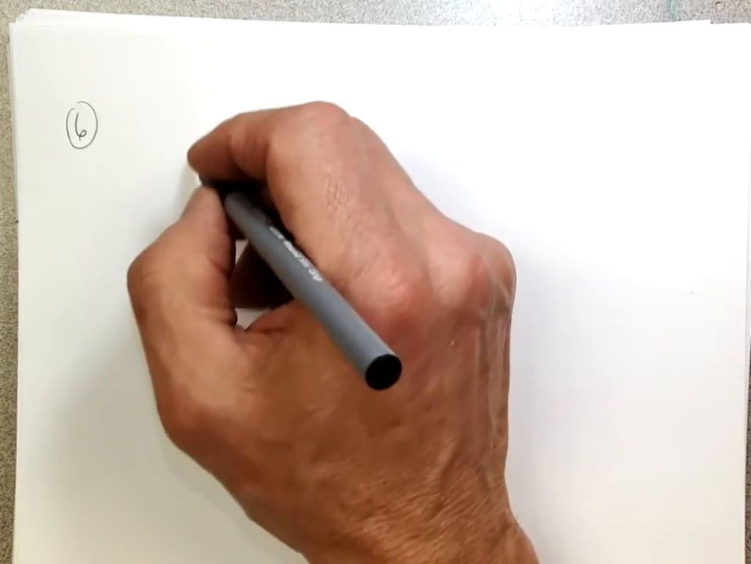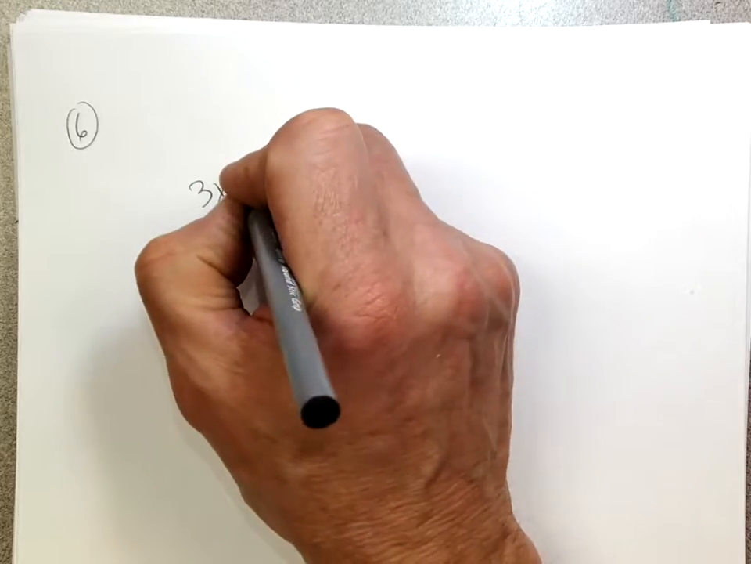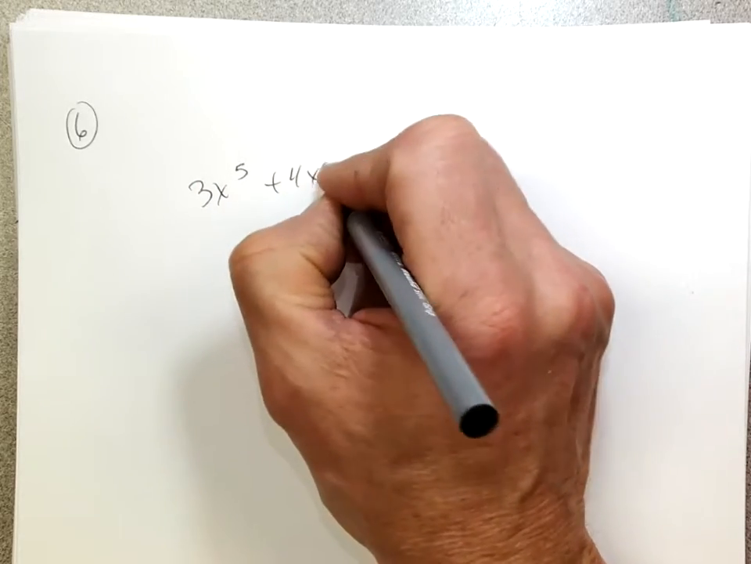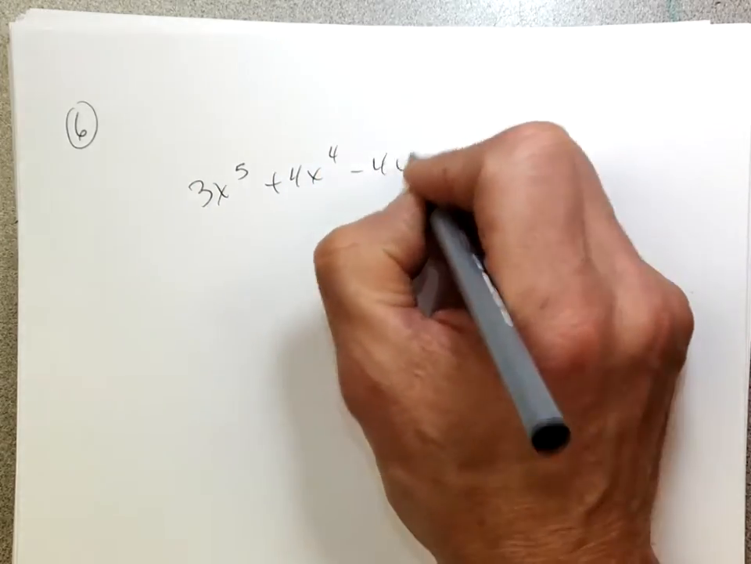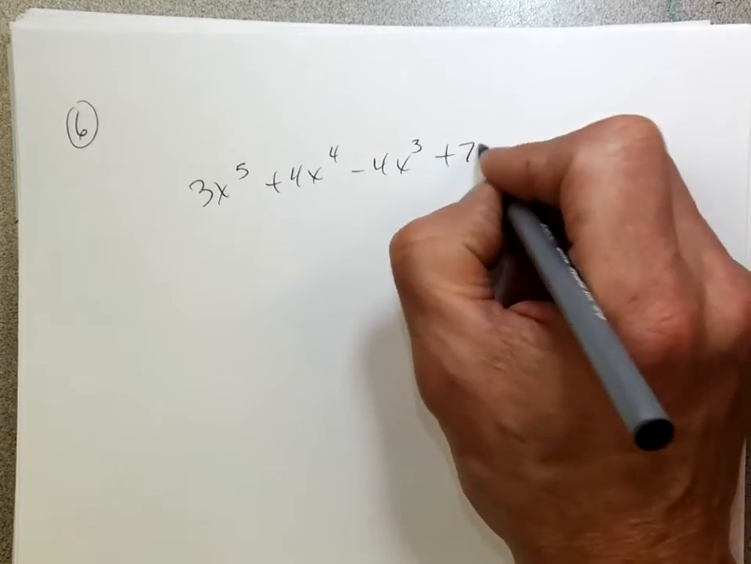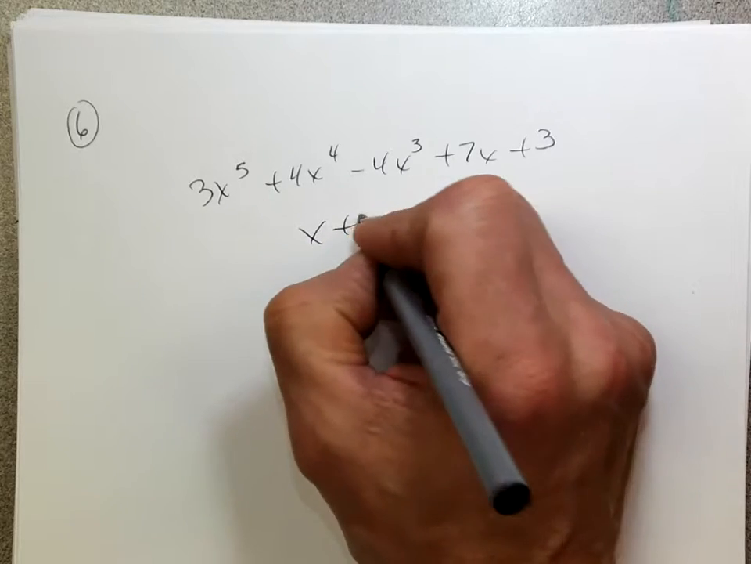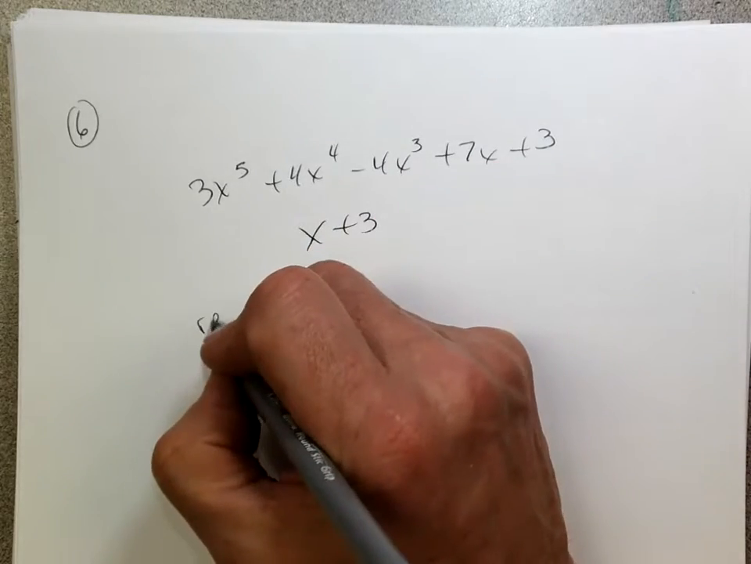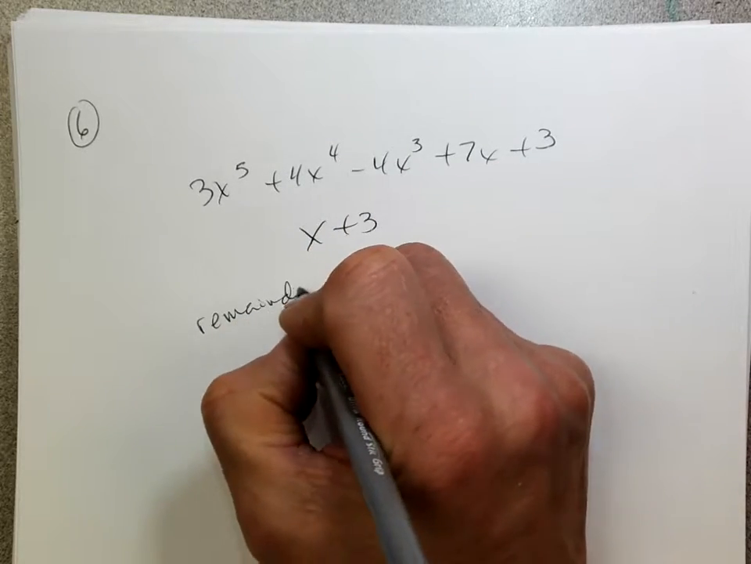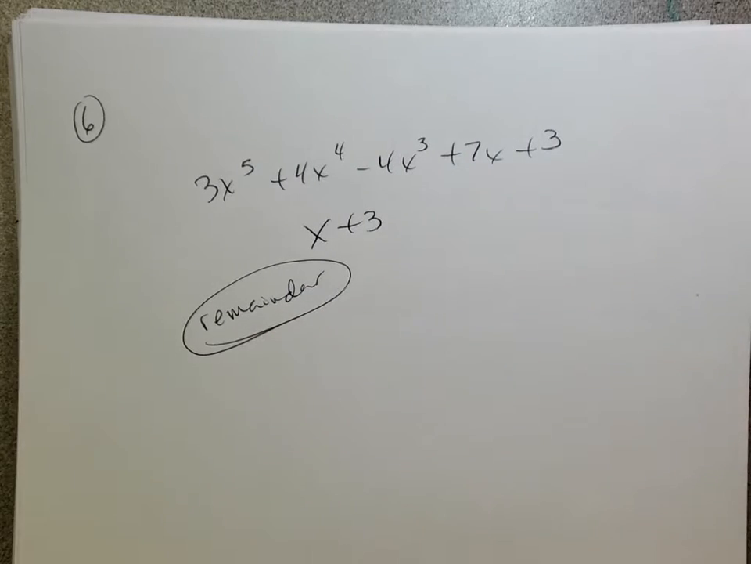So I've got find the remainder, 3x to the 5th plus 4x to the 4th minus 4x cubed plus 7x plus 3. And if it's divided by x plus 3. So first of all, there are 2 ways to do it. Lane, which way do you want to do it? Go ahead and say it, the easy way.